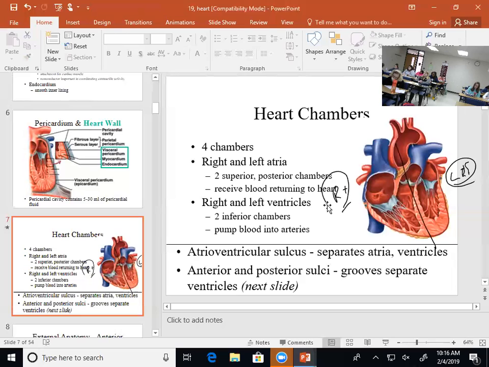So on the right side, where is blood being brought from? Where had blood been? It had been to the where? The system, the body. And it delivered oxygen, picked up CO2. So this is coming from the system.